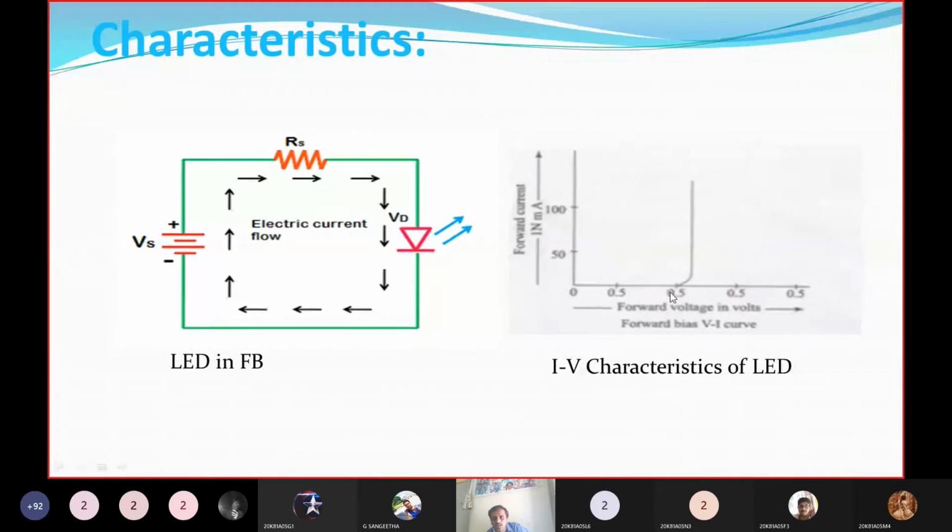Here the scale is taken wrong. Every time 0.5 is taken, that is wrong. The scale should be 0, 0.5, 1, 1.5 like that. Here this is the current in milliamperes. At a particular voltage only it starts to glow. That is the IV characteristics of the LED.